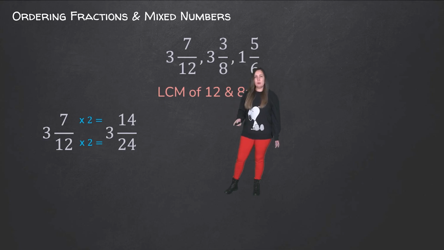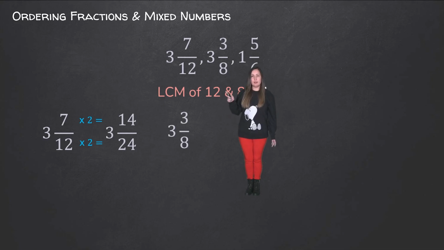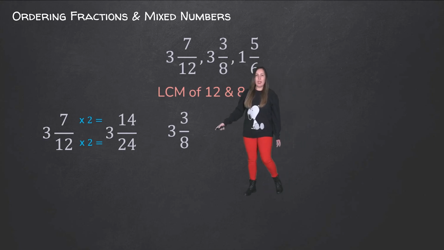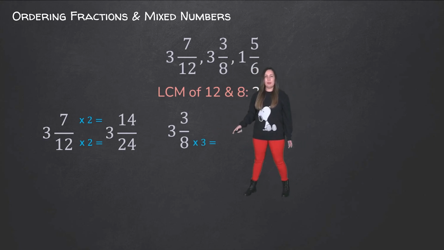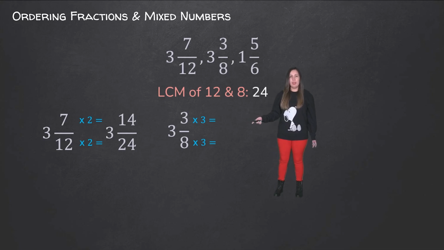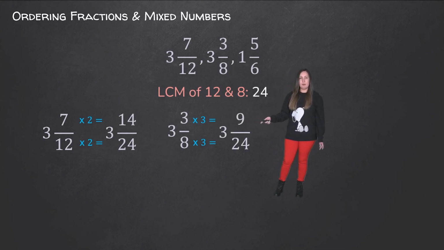Then we're going to move on to 3 and 3 over 8. In order to get a denominator of 24, we have to multiply 8 by 3. Whatever we do to the denominator, we must do to the numerator. So we're also going to multiply our numerator by 3. Now the whole number stays the same, but for our numerator, 3 times 3, that's equal to 9. And for our denominator, 8 times 3, that's equal to 24.